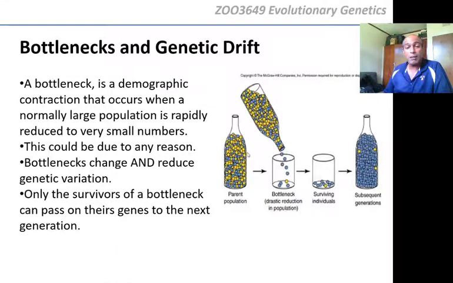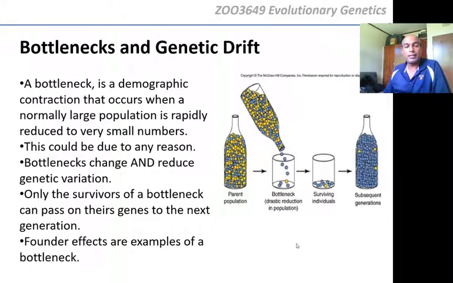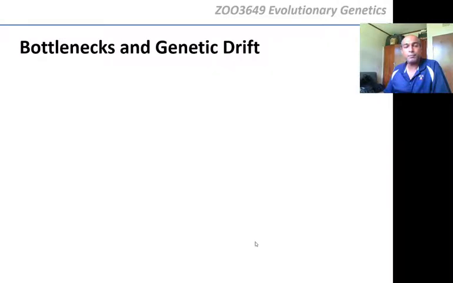So you see how quickly a bottleneck can change the allele frequency of the yellow allele and the green and blue allele. Here it's 50-50, here it's 90-10, okay? See how quickly a bottleneck can change the allele frequencies, okay? That's because you reduce the population size drastically into a very small number of individuals. That's one way to reduce the genetic diversity, okay?